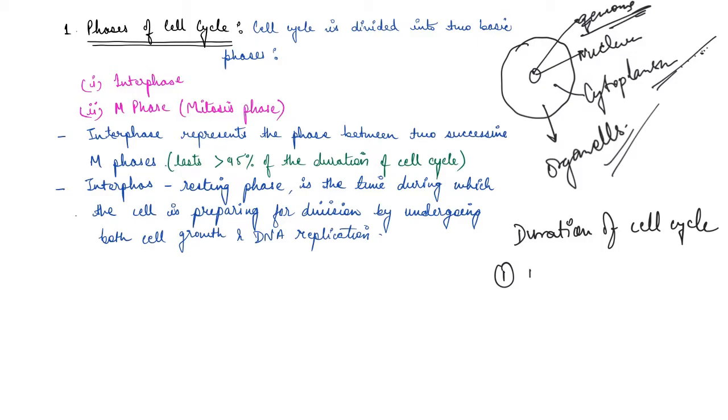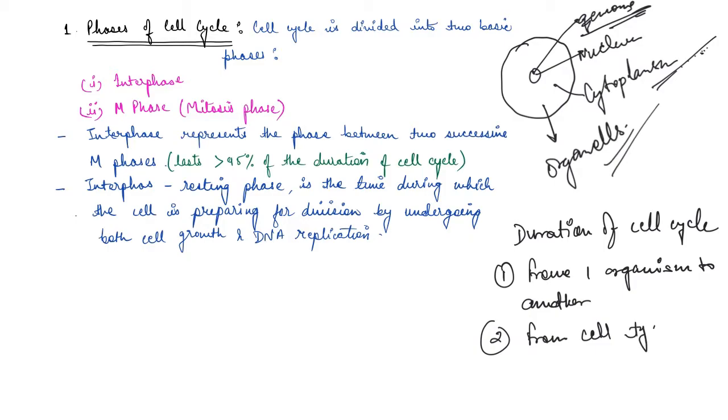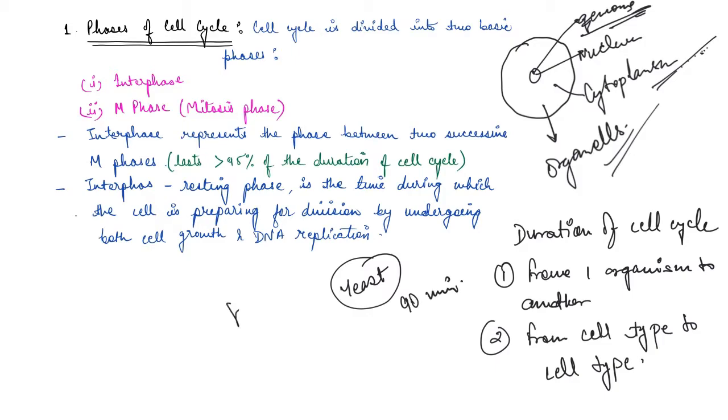So it basically varies from one organism to another, and from cell type to cell type, right? So say for example, in the case of yeast, the cell cycle happens in only 90 minutes. But in the case of humans, it's 24 hours.